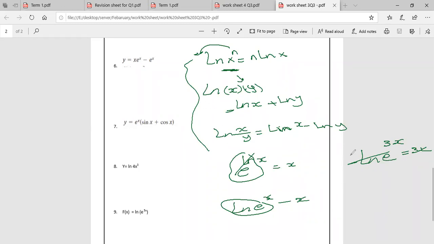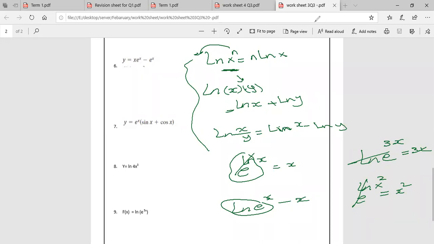Did you remember this property? Okay. e to the power ln x squared. What is the rewriting of this function? e raised to the power ln x squared. What is the answer here? It will be what? The rewriting, it doesn't mean the derivative. It will be this cancel, it will be x squared. Clear or not clear?